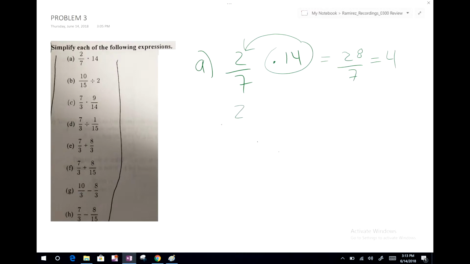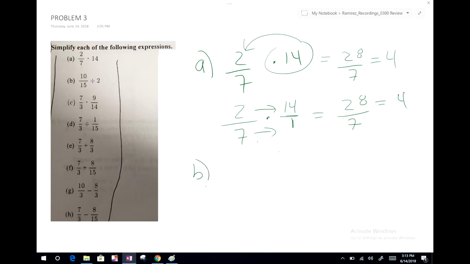Now, what if you can't remember that? Well, we have 2 over 7 times 14. Now, we have to remember that every single integer is also a rational number. There's always a 1 underneath. And so 14 times 2, that's 28, and that's 7. Now, all I did was multiply straight across, because that's what you do when you have two fractions. You just multiply straight across. And so 28 over 7 is just 4.